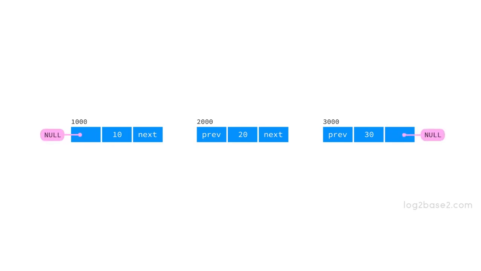Then the first node's next is pointing to the second node and the second node's prev is pointing to the first node and its next is pointing to the third node. And the third node's prev is pointing to the second node. So that is a doubly linked list we can see here.